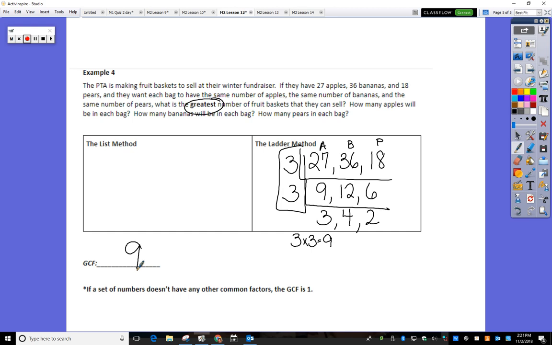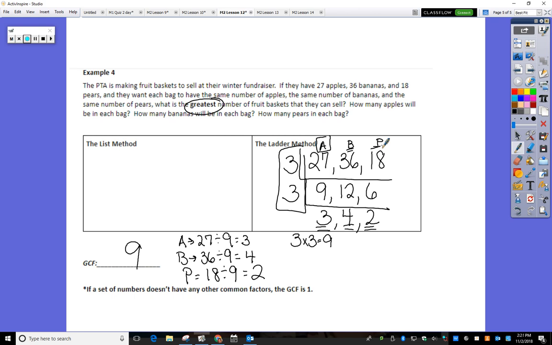The next piece was how many apples, how many bananas, how many pears in each one. So for apples, I would take the total number of apples and divide it by the number of bags, which is 9, and get 3. Or apples ends with 3. Bananas starts with 36 total, divided by the 9 to get 4, or again, bananas 4. And then pears, 18 divided by the 9 bags to get 2, or same directly underneath at the bottom.